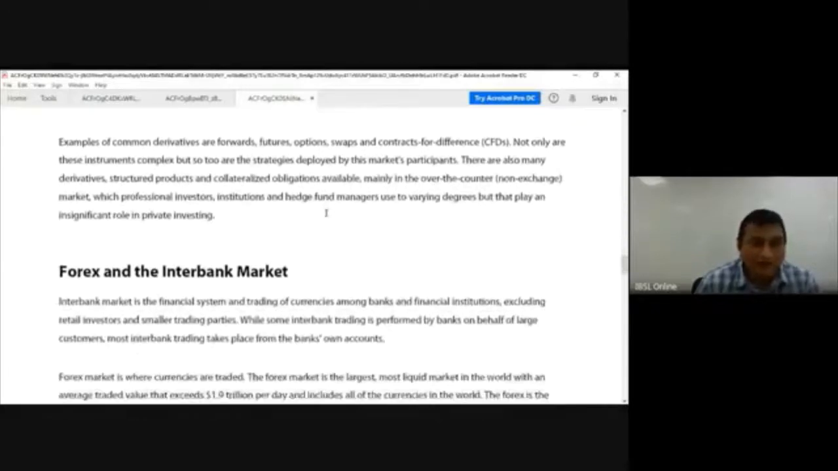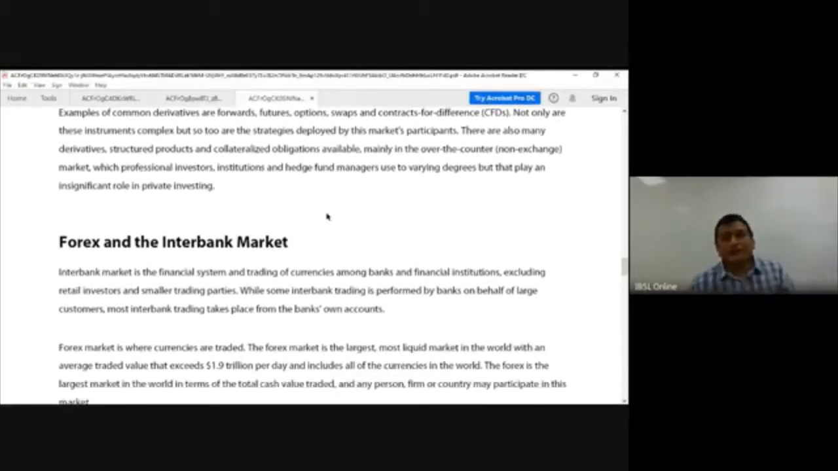Then you'll see Forex, foreign exchange. I shorten it to say Forex; that's how the foreign exchange market is called. Then you'll see interbank. Interbank is between banks. So the interbank market is the financial system and trading of currencies among banks and financial institutions, between intermediaries. There you probably don't see retail investors like you and me or small trading parties. It is for institutions. They trade among themselves without collateral.